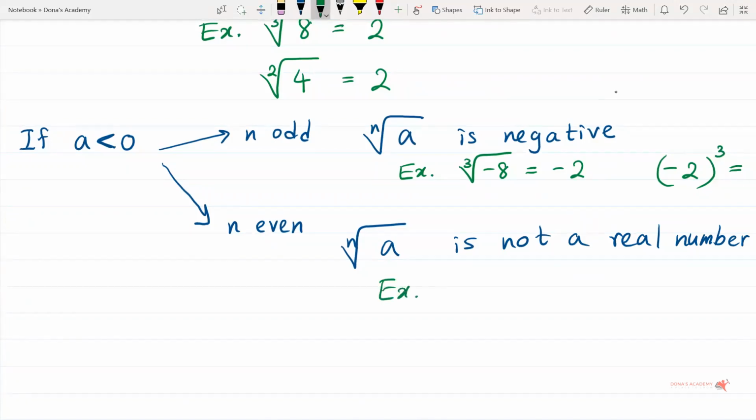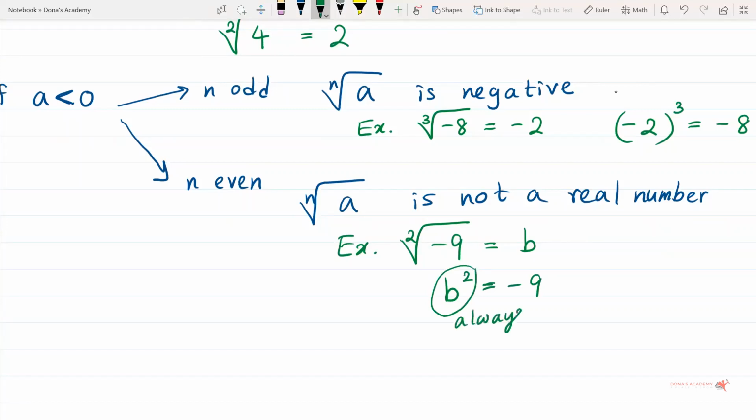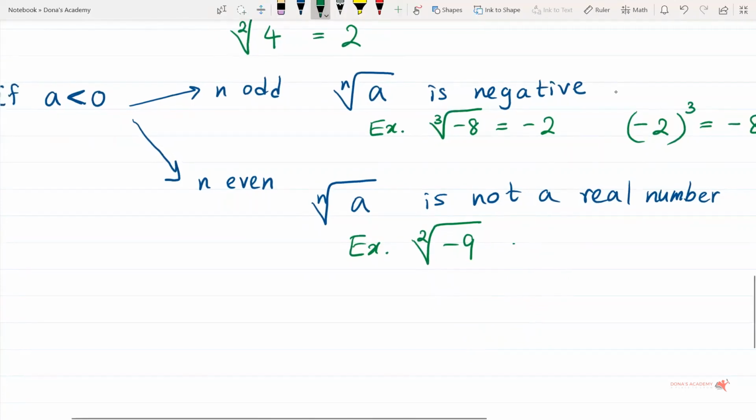If you take the second root of -9, it is not defined as a real number, because if you take this as b, right, then what is happening? According to the definition, b squared should be -9. If b is a real number, the square of a real number is always positive, right? Always positive. So this is a contradiction. It can't be -9 because this is a negative number. So that's why we can't define them as real numbers, right? Not real.